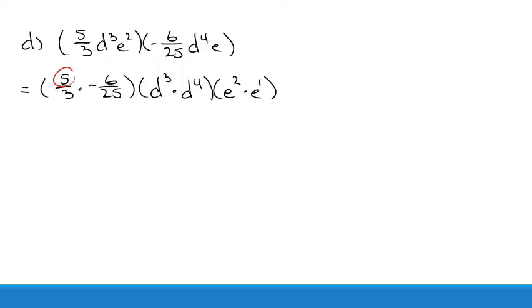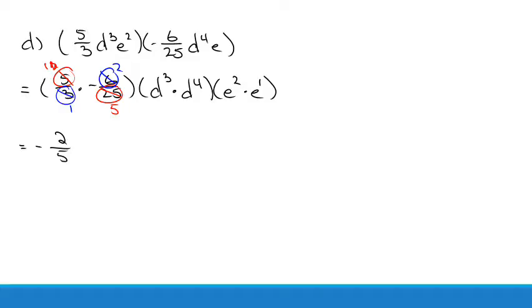I see these 5s, so I can divide them both by 5. 5 divided by 5 is 1. 25 divided by 5 is 5. Then I see that there's a common factor of 3 between these two. Divide them both by 3. Now I can rewrite my fraction. It's going to be really 1 times 2, or negative 2, so negative 2 over 5.